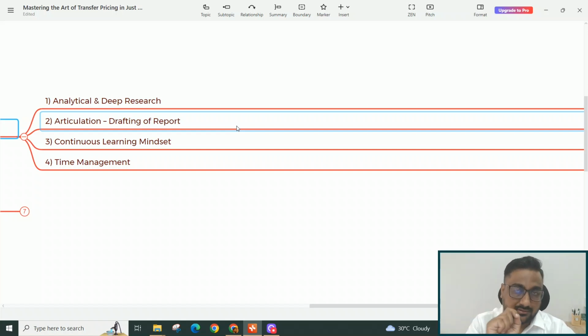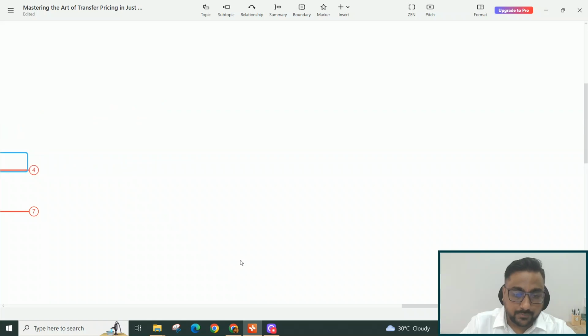And fourth, which is more important, is time management. As this service is subjective in nature, it may take more time to deliver in the initial phase, so manage your time effectively. And as this service also gives you a good amount of revenue, you should be able to give more time to this service compared to other service areas. I hope this clarifies.